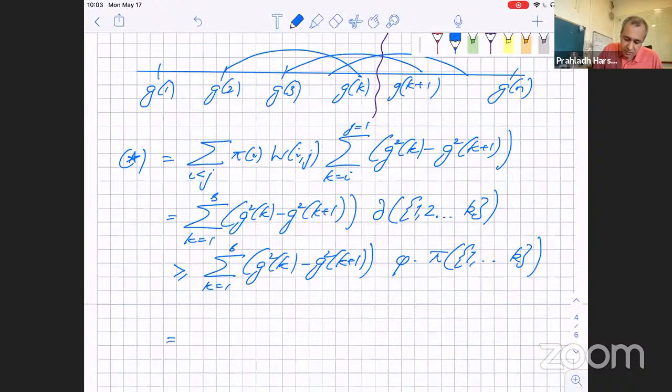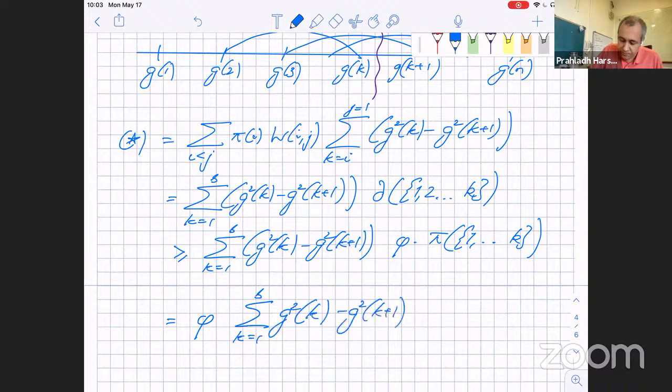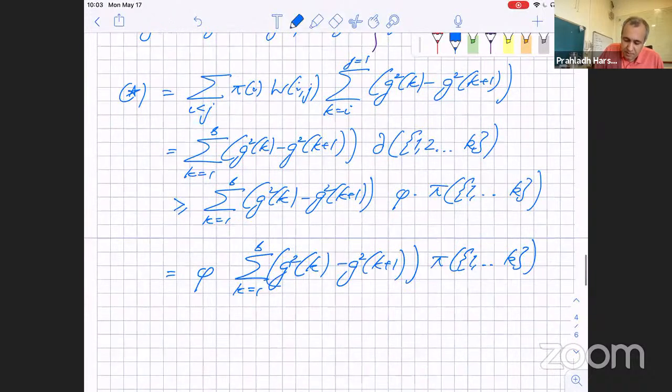So what is this? This is just phi times the summation k going from 1 to s of g square k minus g square k plus 1, times pi of 1 to k. Let's write this a little more carefully. I want to write this just as k equals 1 to s, just write g square k.